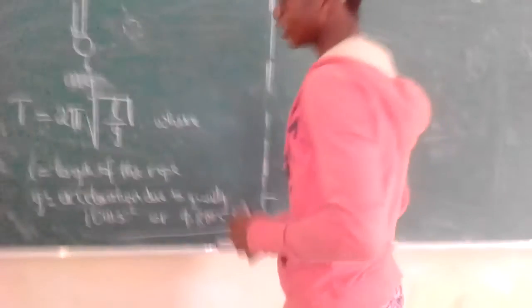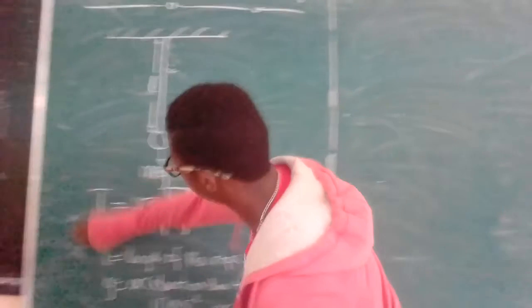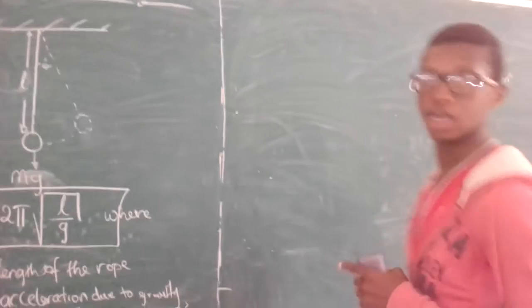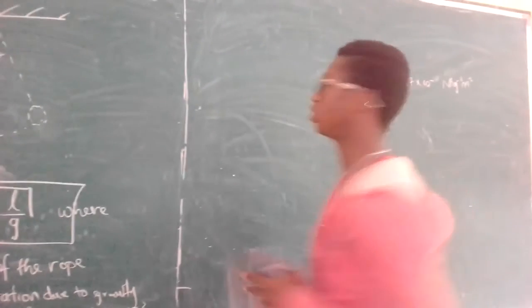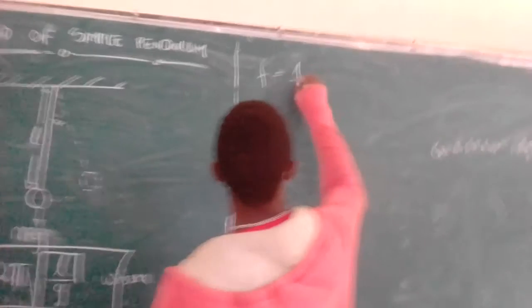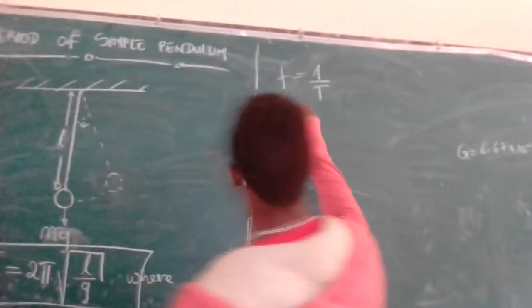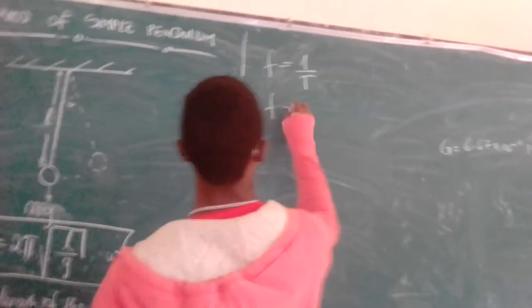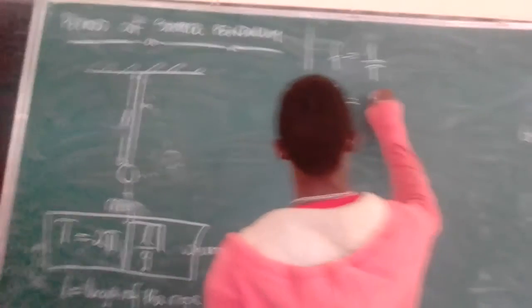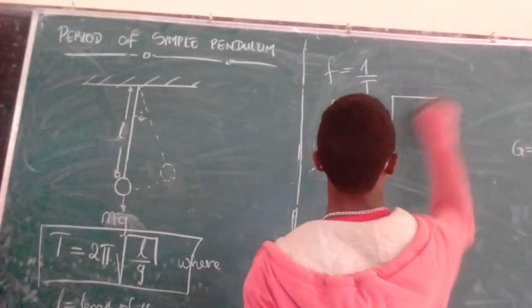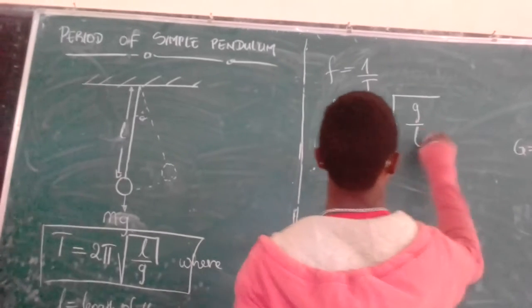So, after calculating the period of a simple pendulum, we have to calculate now the frequency. And you know the frequency is 1 over period. Frequency equals 1 over period. And if you do 1 over this, we have frequency will be equal to 1 over 2 pi, the square root of G over L.